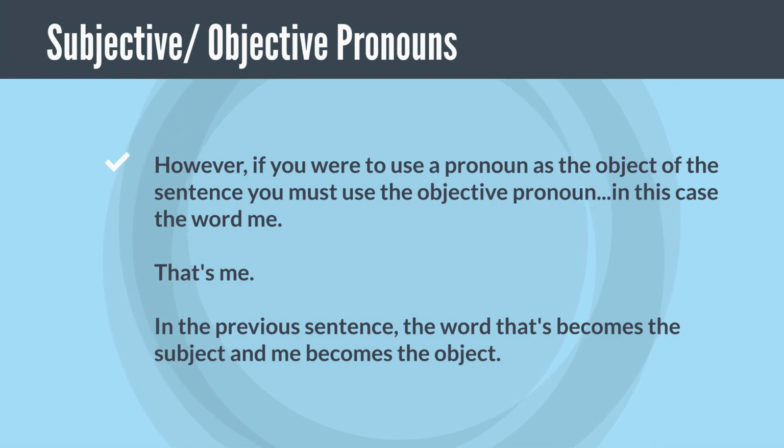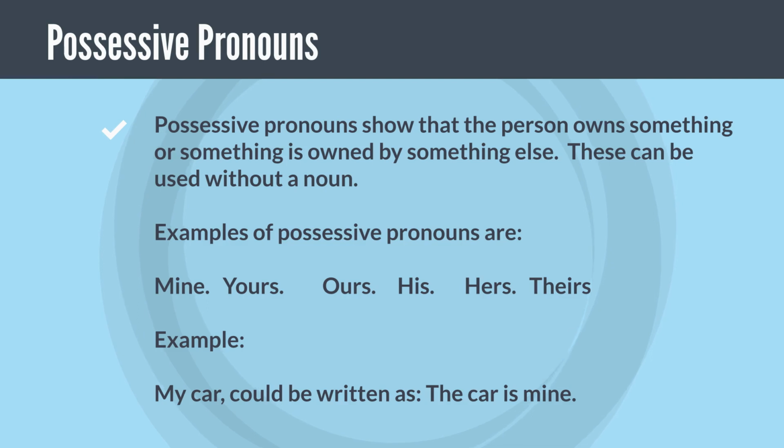However, if you were to use a pronoun as the object of the sentence you must use the objective pronoun, in this case the word me. That's me. In the previous sentence, the word that's becomes the subject and me becomes the object. Possessive pronouns. Possessive pronouns show that the person owns something or is owned by something. These can be used without a noun.